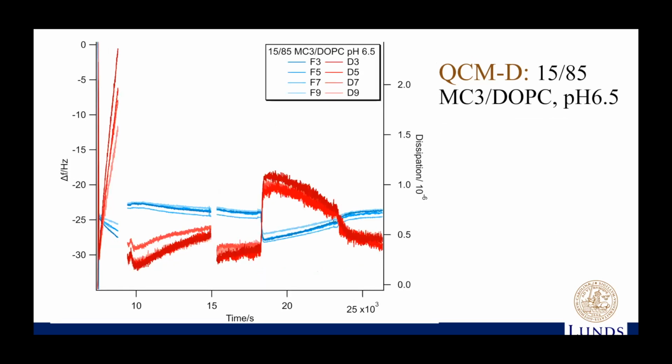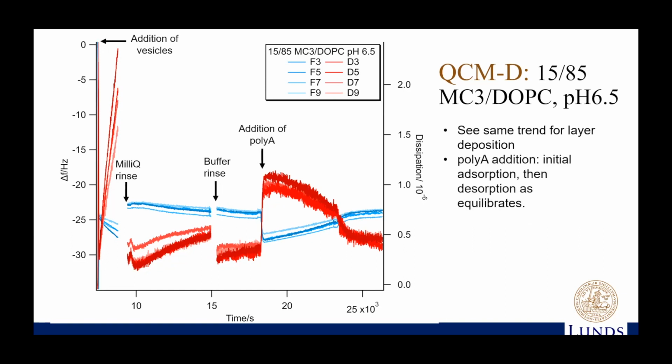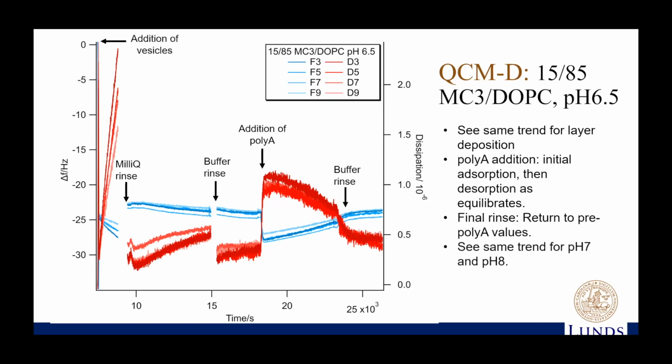Then looking again at the same composition of the layer, so 15% MC3, but a slightly higher pH above the pKa, we see similar values for the deposition of the layer. However, when we then flow through poly-A, although we see an initial decrease in frequency and increase in dissipation, when the sample is left to equilibrate and then rinsed with buffer, there is a return to pre-poly-A values, indicating that there is no absorption. And we see this also for the other pHs above the pKa, pH 7 and pH 8.